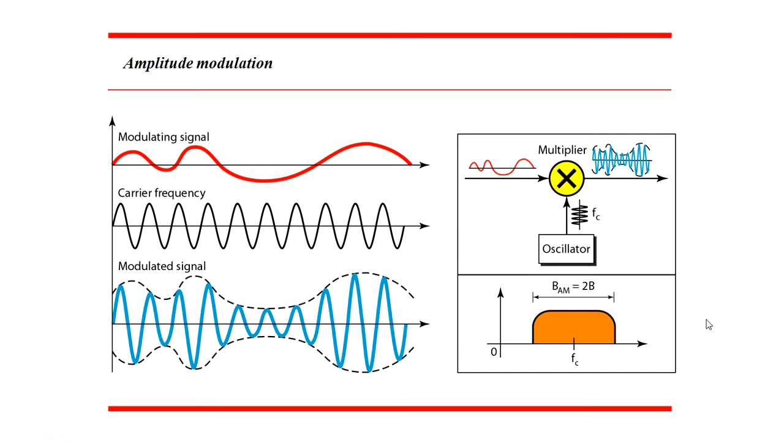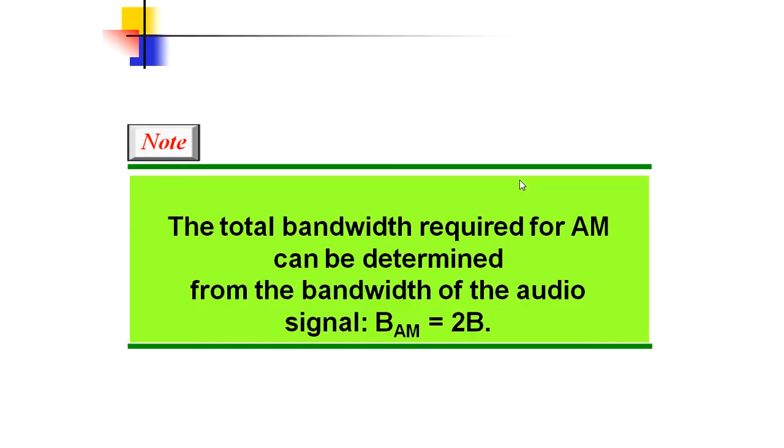So how much is the bandwidth required for an amplitude modulated wave? See here, you have your carrier frequency here. The left half is the single bandwidth and the right half is the second bandwidth. So you need 2 times the bandwidth to send the modulated signal over the channel. So the total bandwidth required for an amplitude modulated wave can be determined from the bandwidth of the audio signal. Bandwidth required for amplitude modulation is twice the bandwidth of the modulating signal.